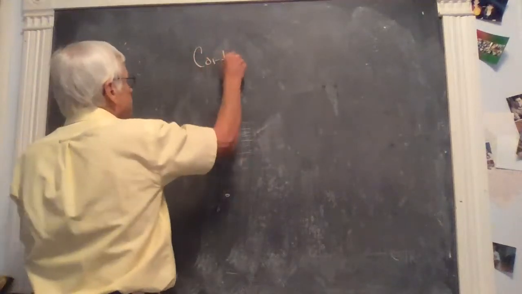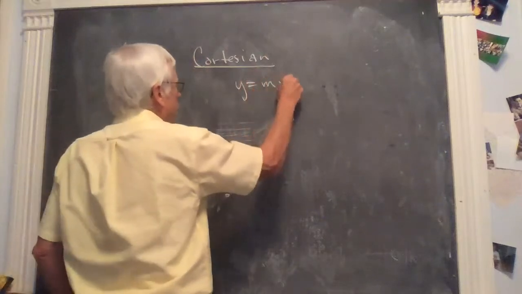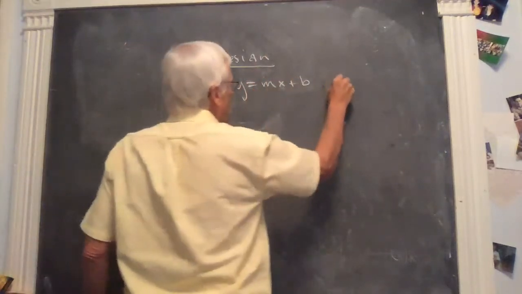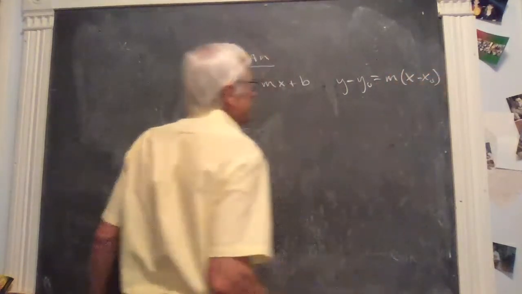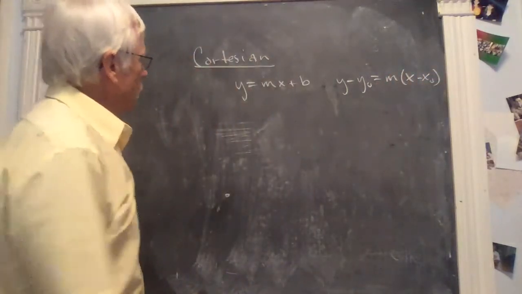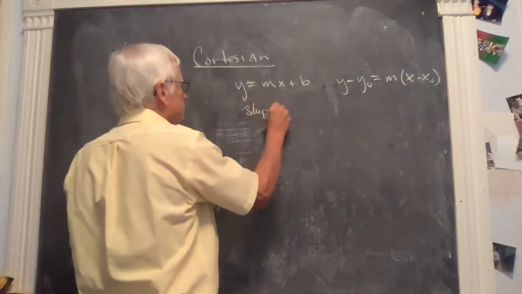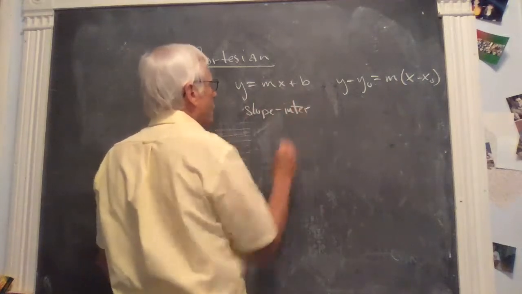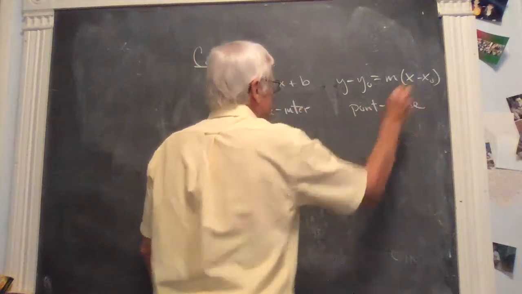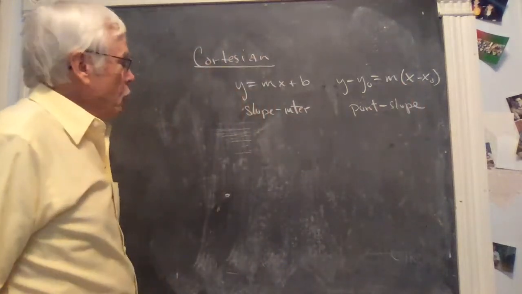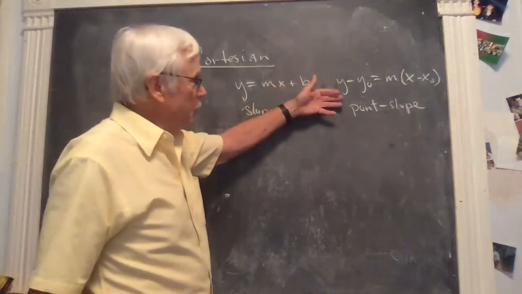Cartesian. y equals mx plus b, or y minus y naught equals m times x minus x naught. There are a couple of others, but these are the main ones. This is the slope-intercept form. And this is the point-slope form. So to use this one, you need the slope and an intercept. For this one, you need a point and a slope.